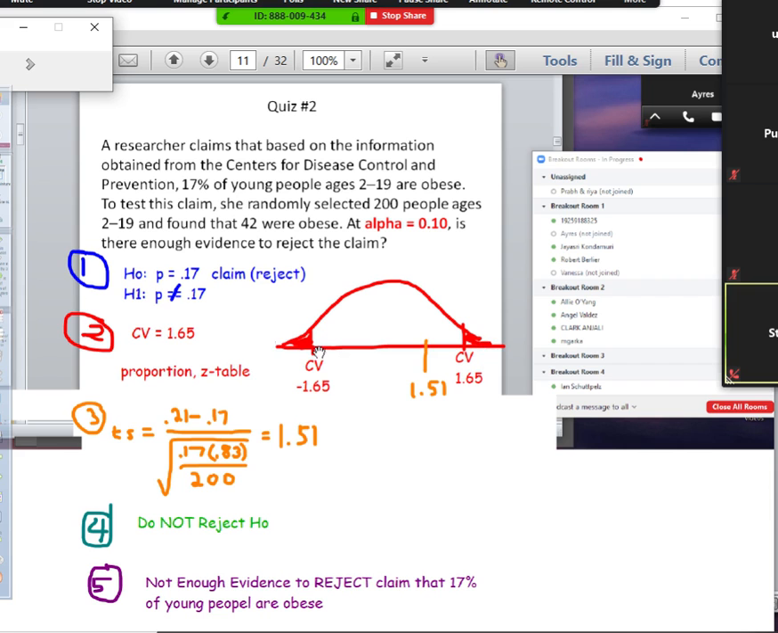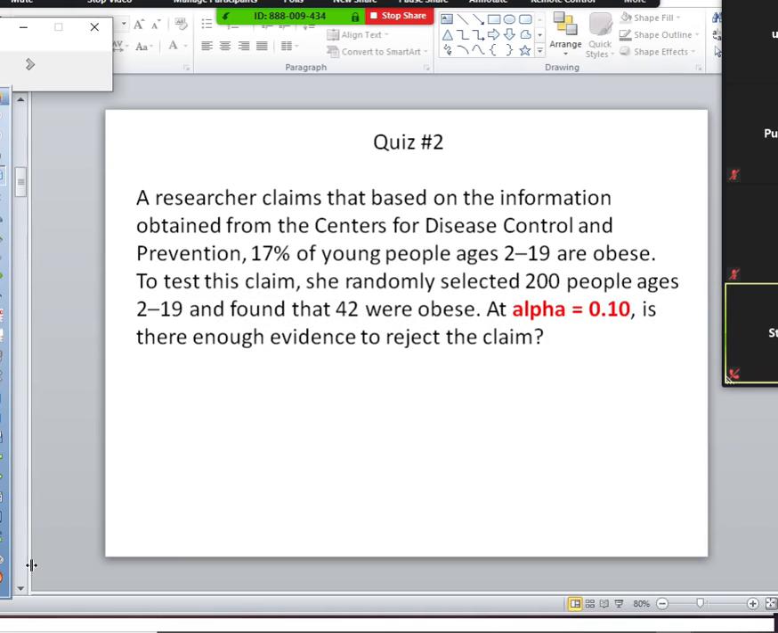If I'm way out here or way out here, then there's no way that my mean is here. And that's when I would reject H naught. But since I got something in here, I can't reject H naught. H naught might not be true, but I can't reject it. So I don't have enough evidence to reject the claim that the proportion is right here. Okay, good. Thank you for that.